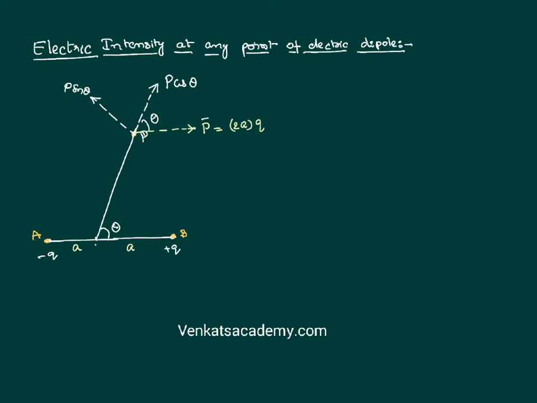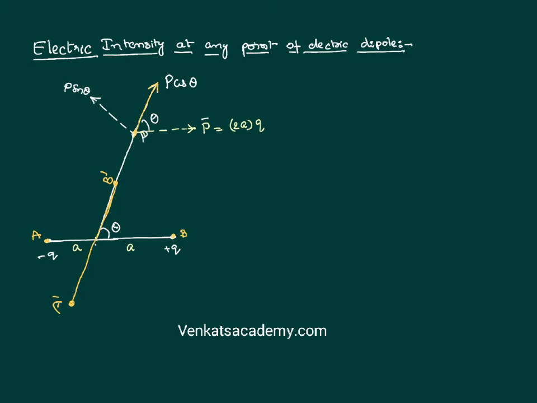So I would like to redraw this dipole AB as two parts. One part of the dipole is something like this. I will call this A dash and B dash. For this A dash and B dash, this point is on the axial line, so we know the equation for the electric intensity. We have already derived that formula. So the total dipole AB behaves like a combination of two dipoles. One dipole is A dash and B dash, where the given point is on an axial line.